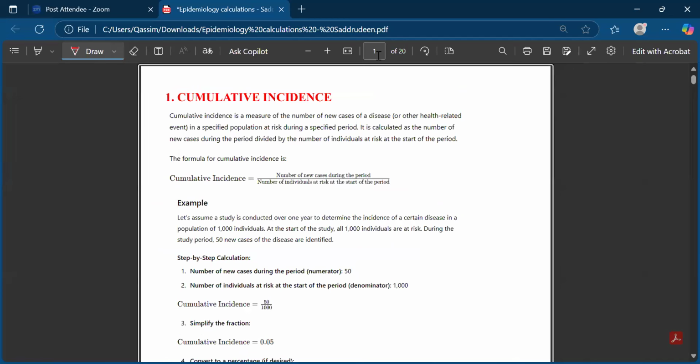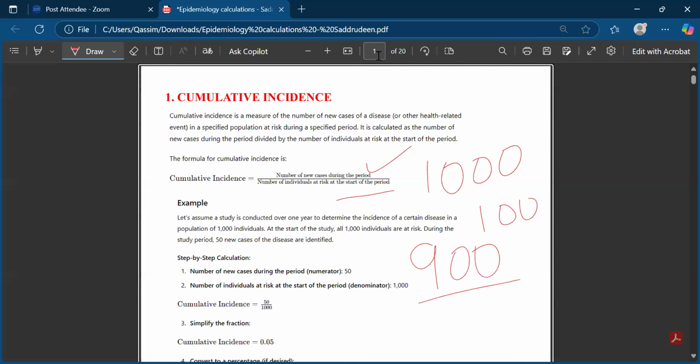What I'm going to check is the number of new cases during the next year. I check how many people develop flu, then the number of individuals at risk. At risk means the people who do not have flu at that time. Let's say your class is 1,000 people, and 100 have the flu already. Then I see out of this 1,000, how many don't have flu? 900. This is the population at risk. So I'm going to see out of this 900, how many people have developed flu.